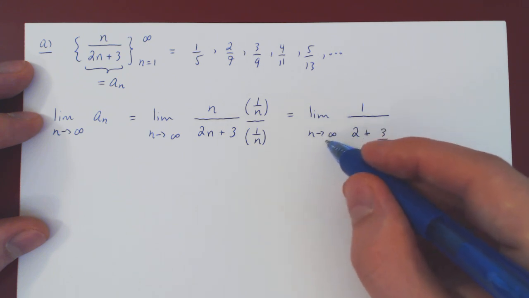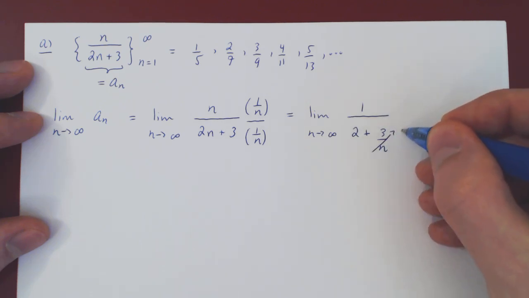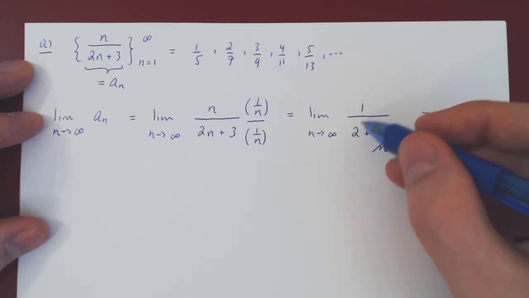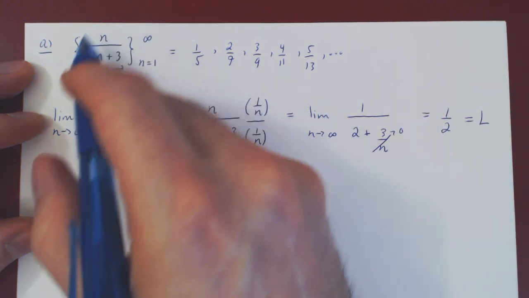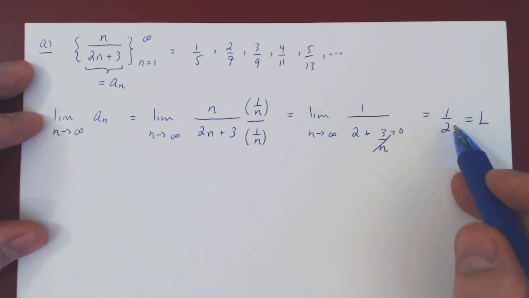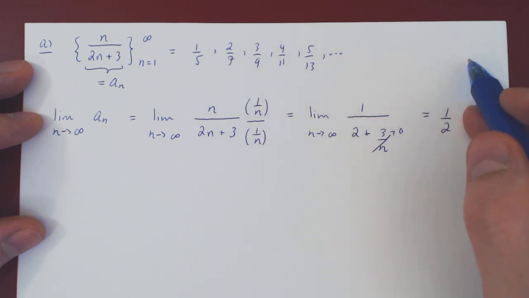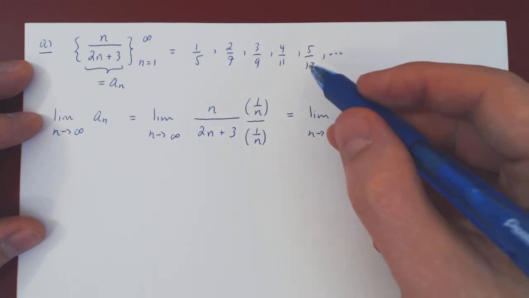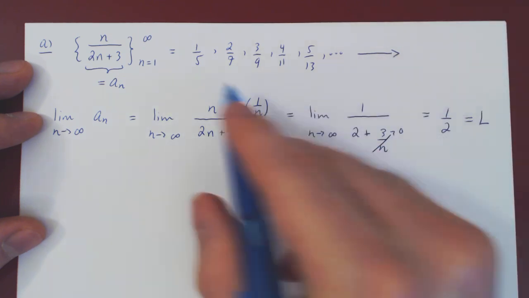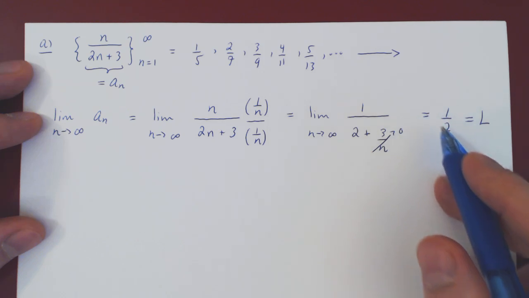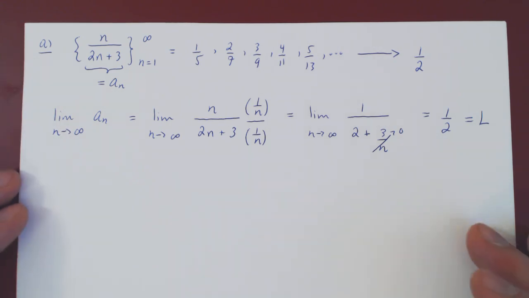As n is getting bigger and bigger and bigger, 3 over n is getting smaller and smaller and smaller, and so it shrinks to 0. And in the limit, we're left with 1 over 2. And so indeed, the sequence converges to 1/2. If you kept computing more and more terms of this sequence, you could use your calculator to get the decimals of these fractions, and as you look further and further down your sequence, the terms will be getting closer and closer to 1/2. So here the sequence converges.